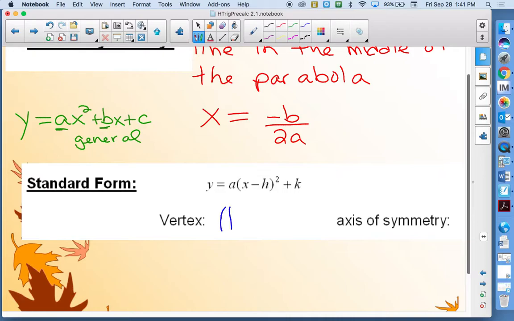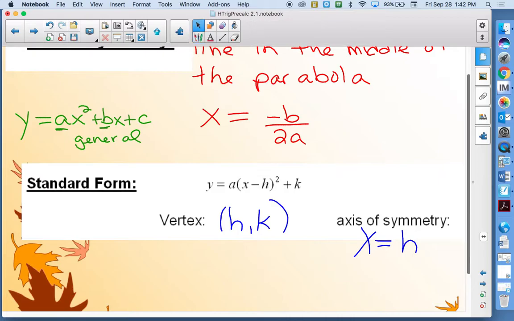But just a reminder, the vertex is (h, k) when it's in standard form. Remember, always opposite of h. The axis of symmetry is x equals h. So the great thing about standard form is that you don't have to do negative b divided by 2a because you already have the form that tells you the graph shifts left, right, up, or down. So that's what we're going to look at today. Questions? A little bit of review of parabolas there.